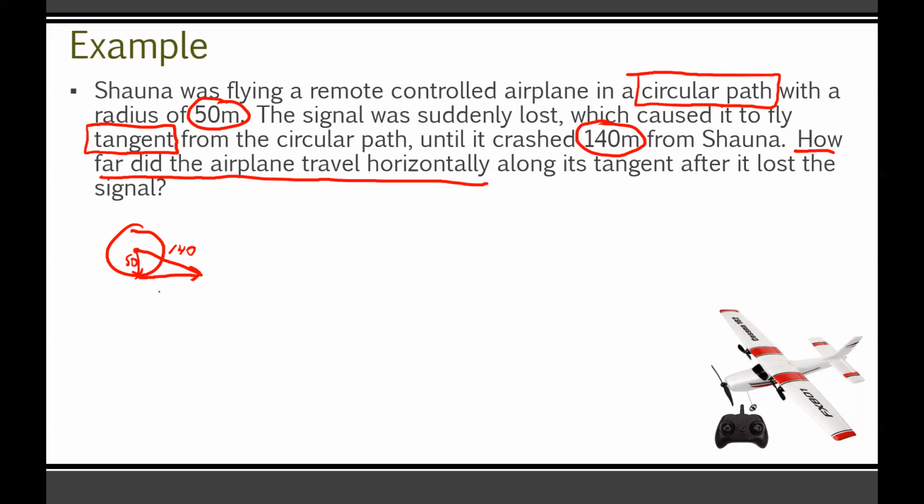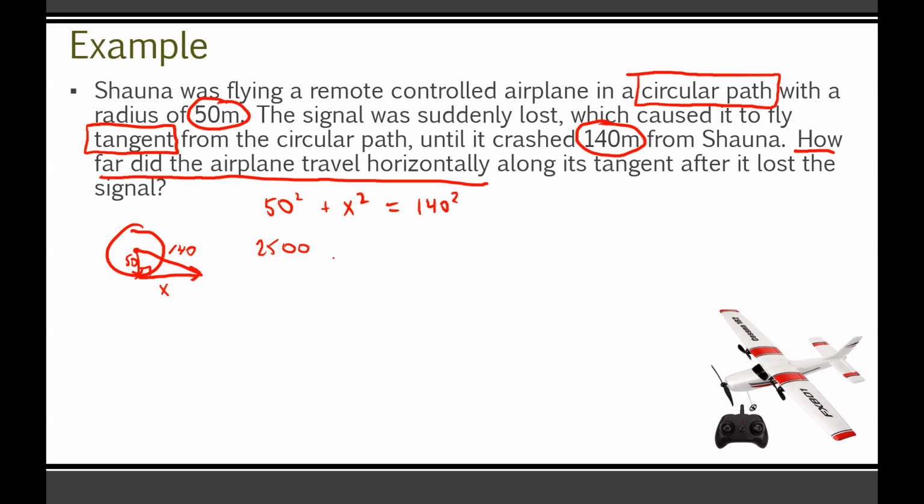It says, how far did the airplane travel horizontally along its tangent? So that would be from where it lost its signal. That's this, we'll call it just X right there. Okay, hopefully you notice the tangent line, that's going to be a 90-degree angle there. Inside of a 90-degree right triangle, you can use Pythagoras to find missing side lengths. Our hypotenuse is this 140, so that's going to be the side all on its own in Pythagoras. So we'll say 50 squared plus X squared equals 140 squared. And again, 140 squared is by itself here because it is the hypotenuse. It is across from our right angle. If we square these out, 50 squared is 2,500.